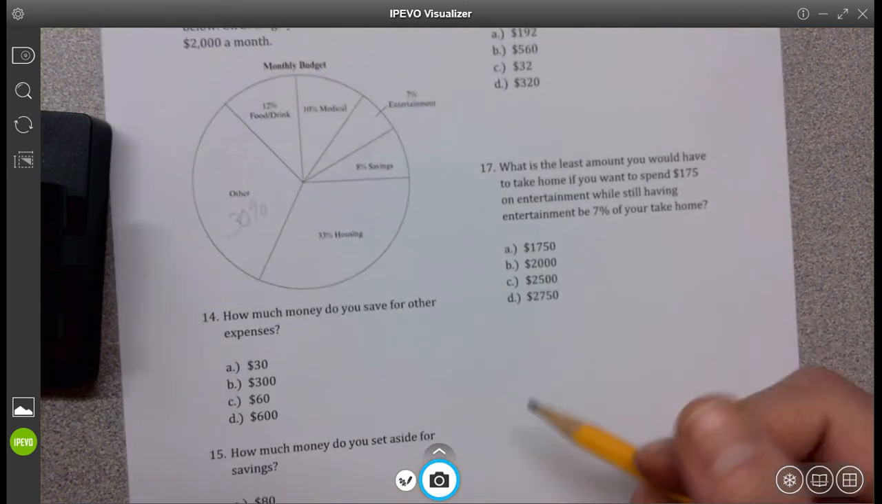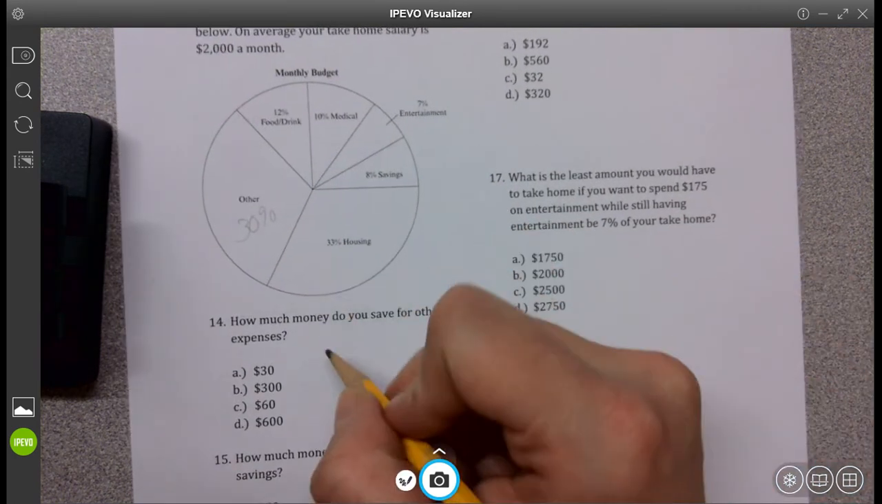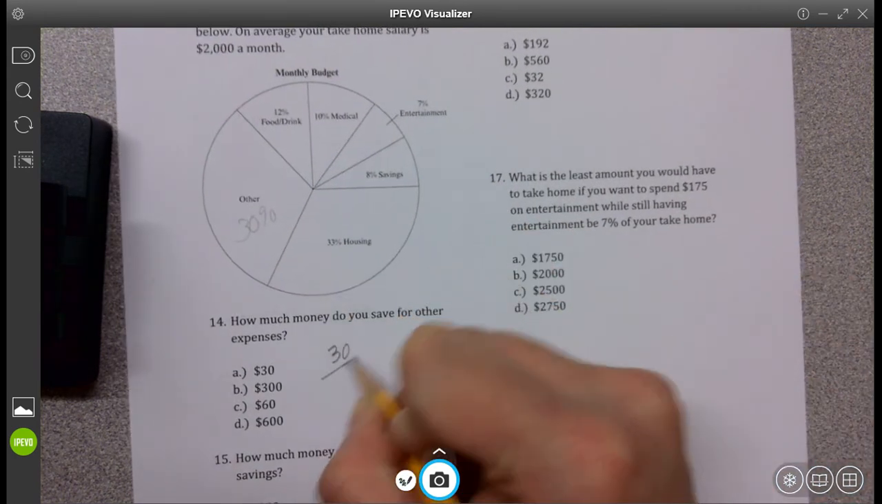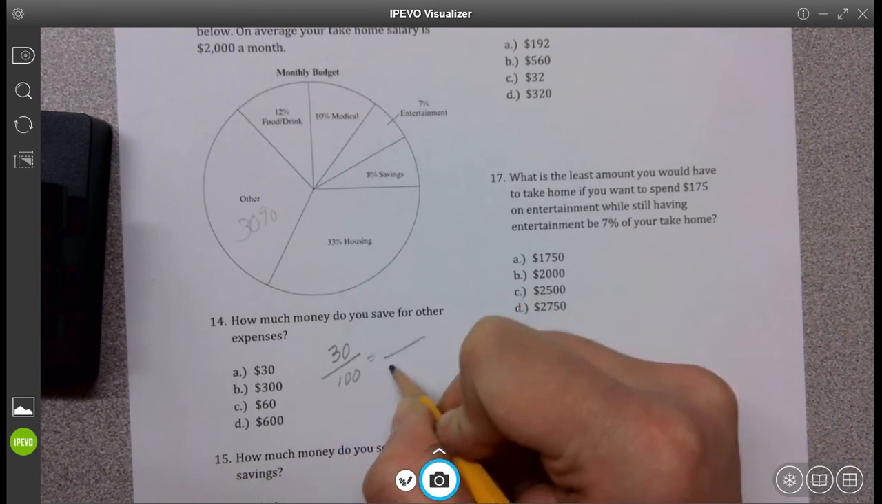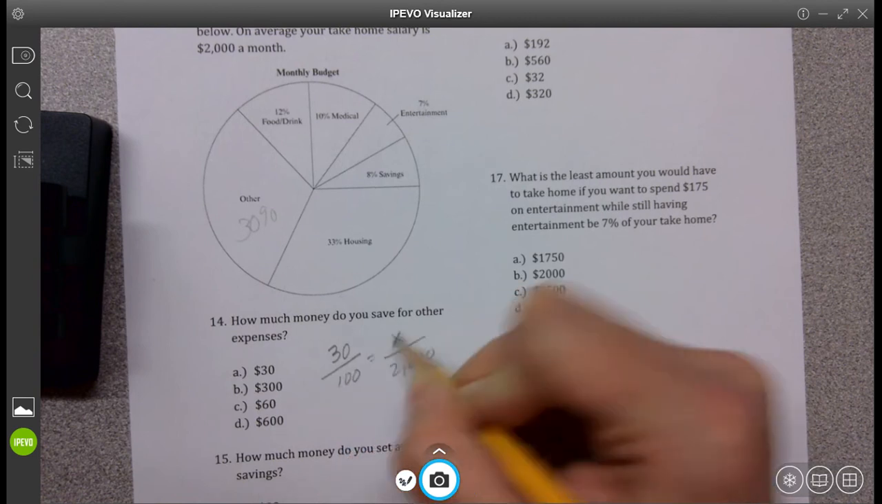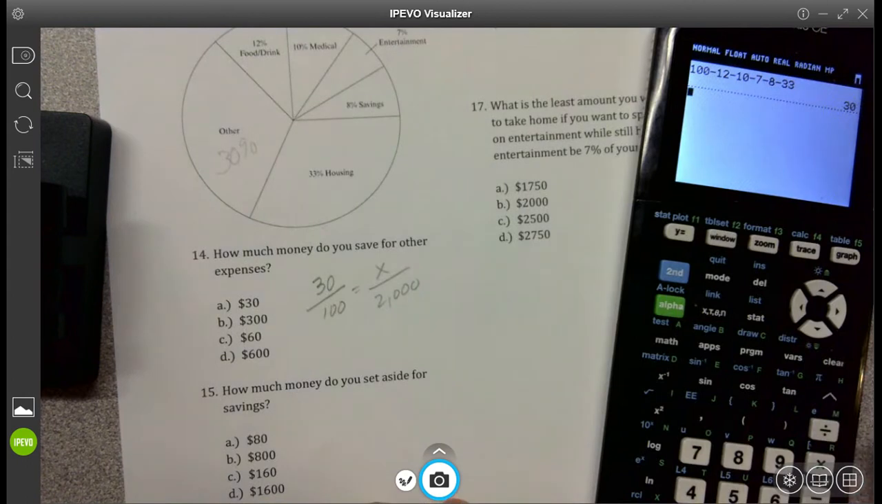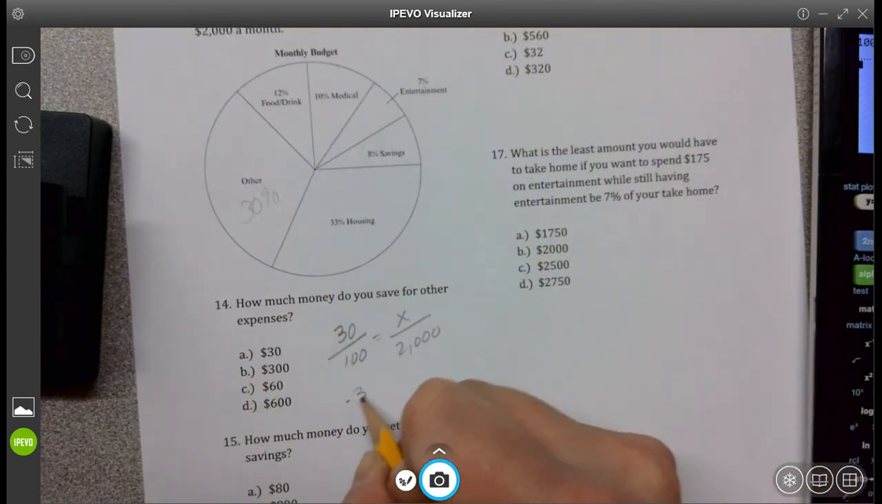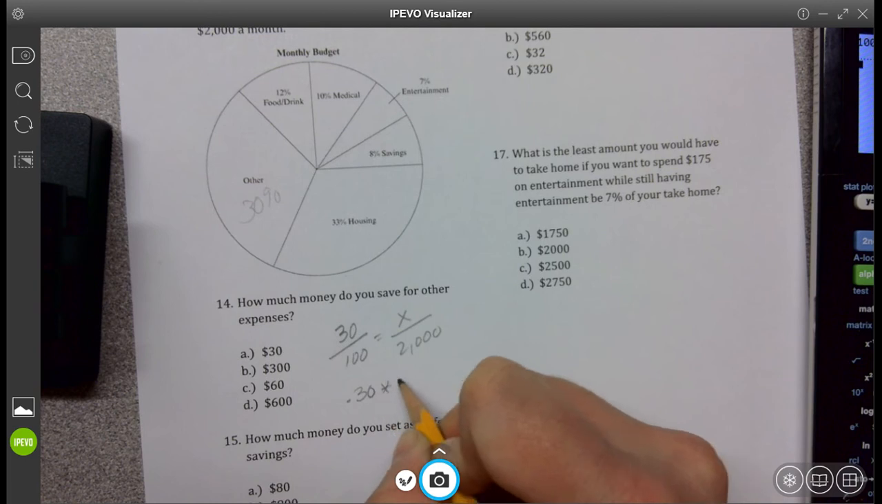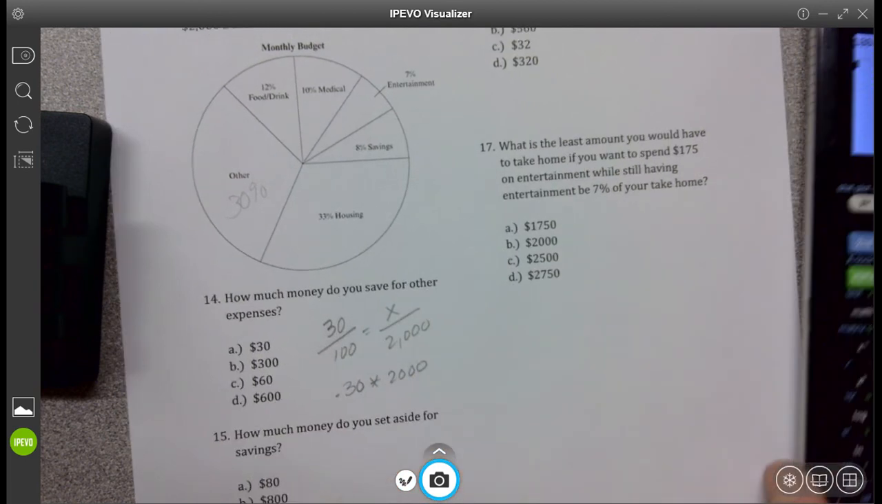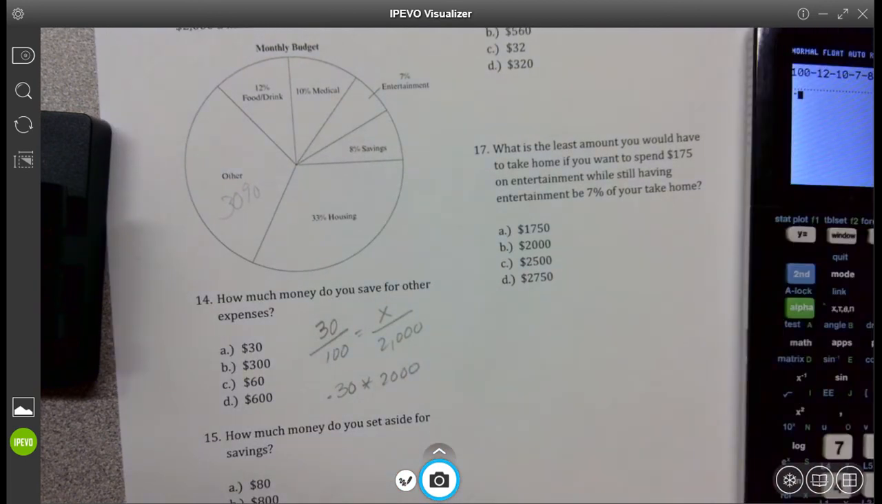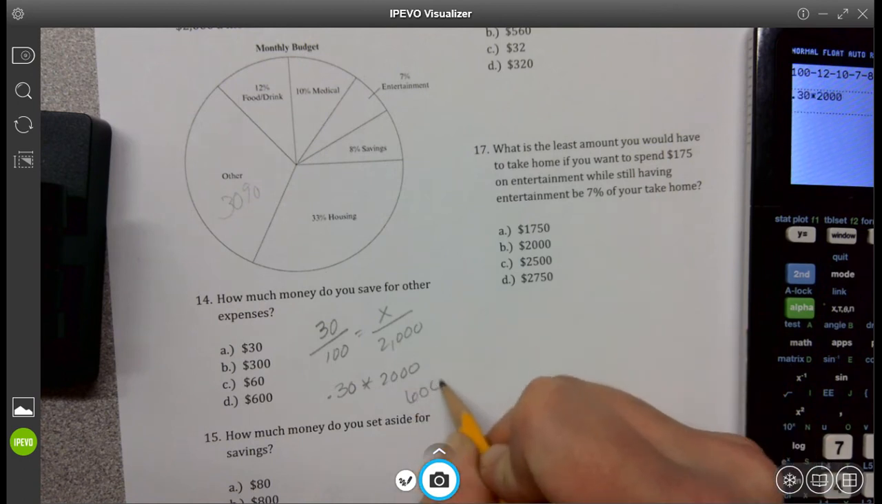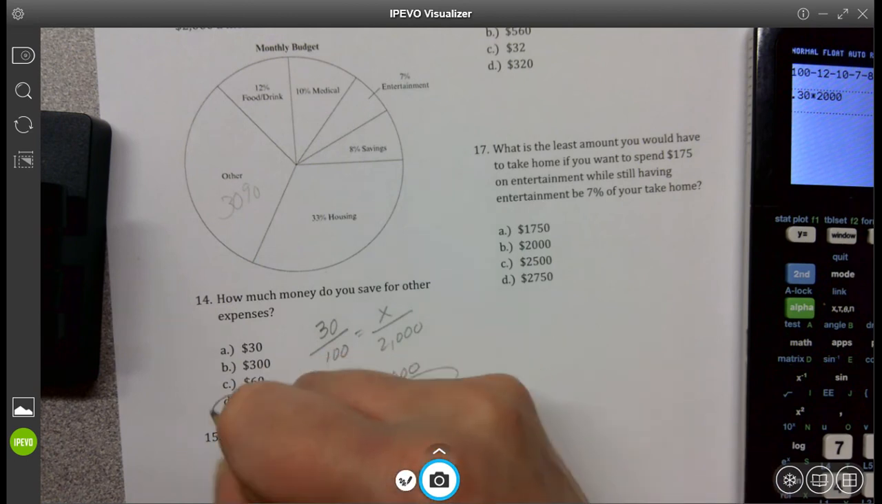All right, how much money do you save for other expenses? Well, if it's 30%, that's 30 out of 100. Your total is 2,000. We don't know how much. So cross multiply. Do you have to do it this way? No. You could do cross multiply and solve, or you could do 0.30 times 2,000. So 0.30 times 2,000, $600 is what you save in others.